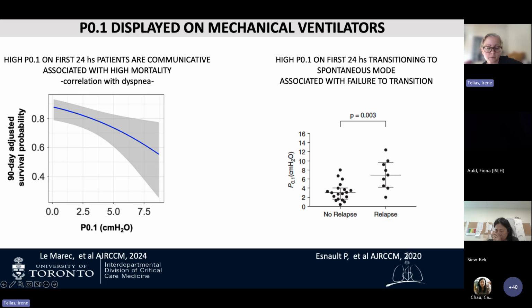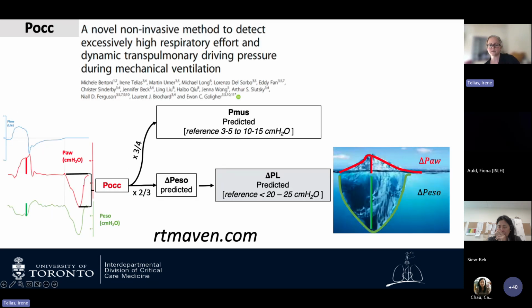So one is P.1 measured during the first 24 hours of patients being communicative is associated with patients' mortality. So very extreme values, higher mortality. In parallel, it's also correlated with dyspnea. And then another more physiological study showed that patients that have higher P.1 values during the first day to transition to pressure support have a higher risk of failing the transition.